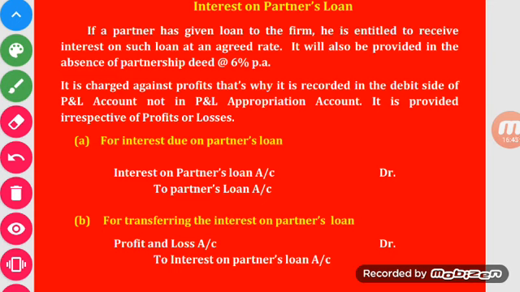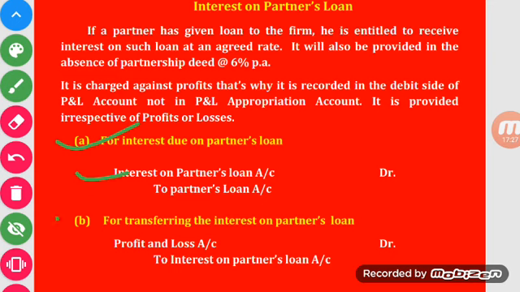The entries for interest on partner's loan. The first entry is for interest due on partner's loan. The entry will be: interest on partner's loan account debit to partner's loan account. Here we have debited interest on partner's loan account because it is an expense of the firm, and expenses are always debited, and credited to partner's loan account. Partner's loan account is a liability, and liability is always credited. Is it clear?